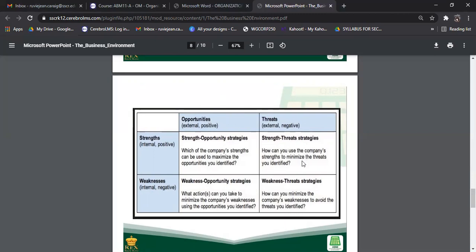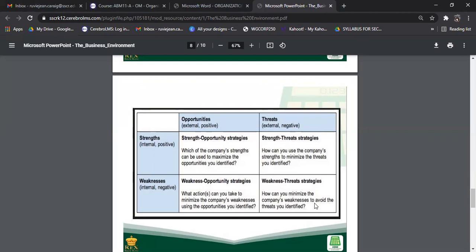Then, for threats, how can you use your company's strengths to minimize the threats you identified? Like for example, since you are all the young generation, you are good at adapting, so you can create mobile applications. So, instead of your customers being unable to go out because of the pandemic, they can order online. Okay? Weaknesses: what actions can you take to minimize a company's weaknesses? Okay? Using the opportunities identified.